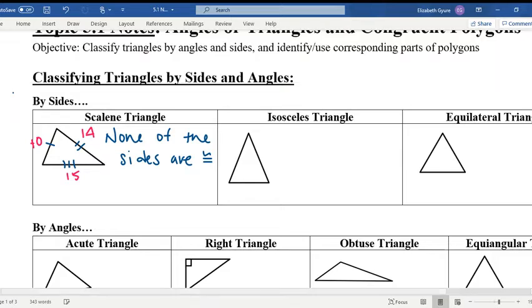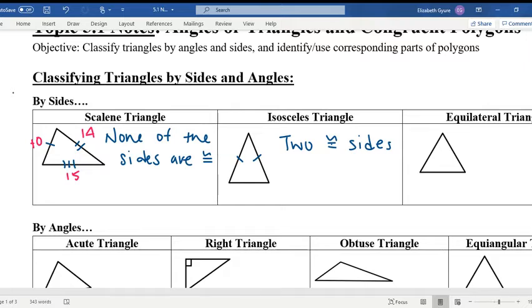Isosceles. Does anyone know what an isosceles triangle is? Mark. Right, 2 congruent sides. An isosceles triangle is going to have 2 congruent sides. So those will always be marked as congruent, or it'll give you the equal measurements.